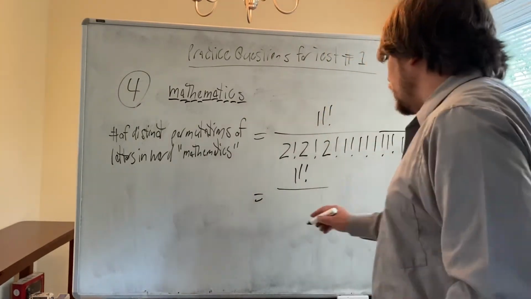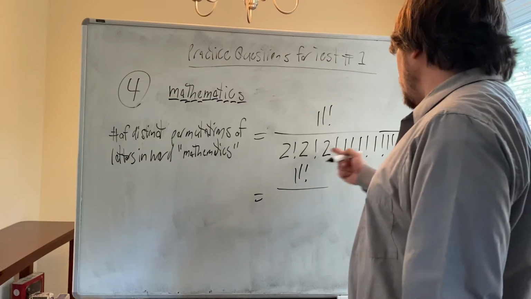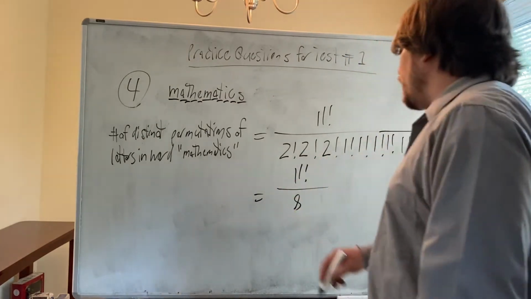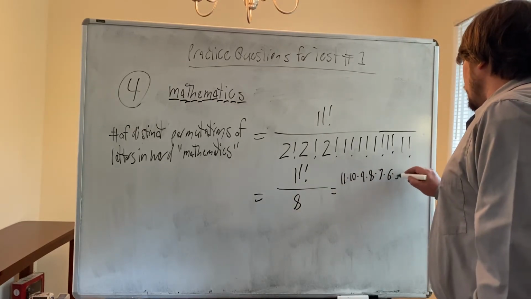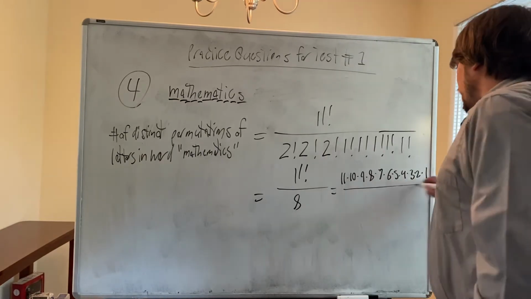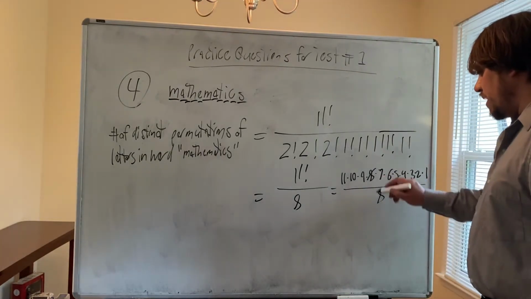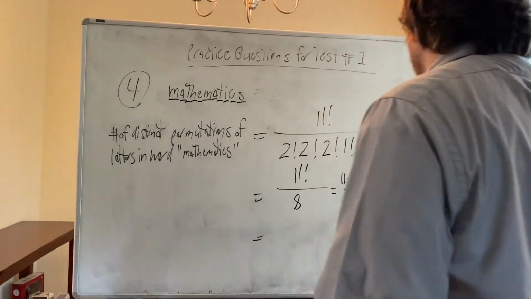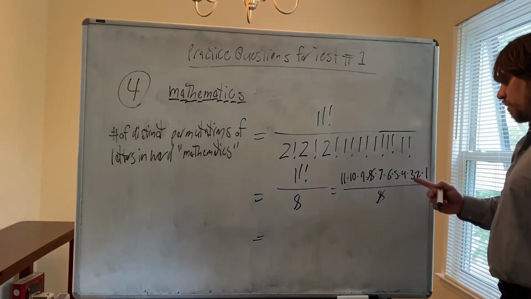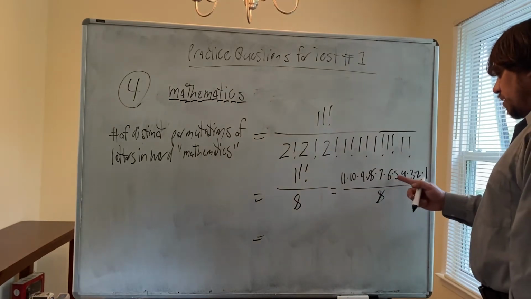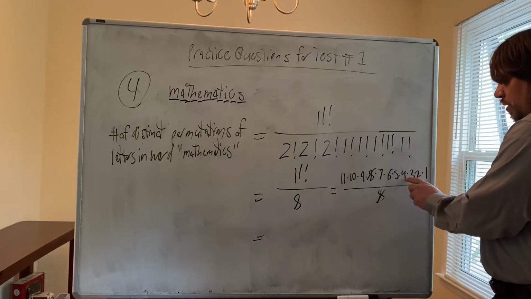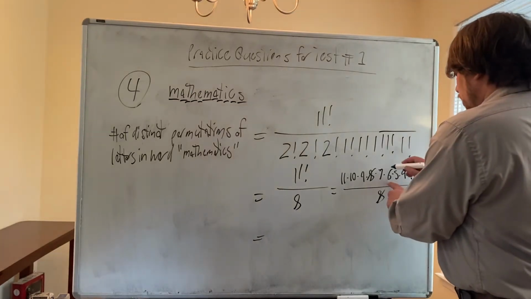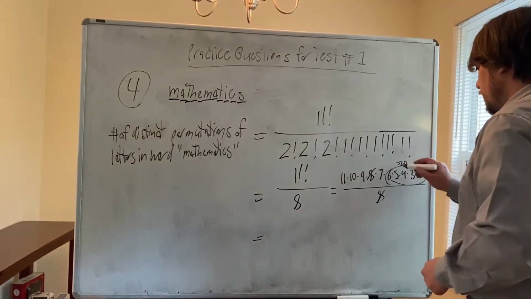1 factorial is 1, right? So this is equal to 2 factorial is 2. So it's 2 times 2 times 2 times 1s. And so this is 8. So it's 11 factorial over 8. That's 11 times 10 times 9 times 8 times 7 times 6 times 5 times 4 times 3 times 2 times 1 divided by 8. So the 8's cancel, and then you're left with 11 times 10 times 9 times 7 times 6 times 5 times 4 times 3 times 2 times 1. So 1 times 2 is 2, times 3 is 6, times 4 is 24, times 5 is 120, times 6 is 720. So the product of numbers from 1 to 6 is 720.